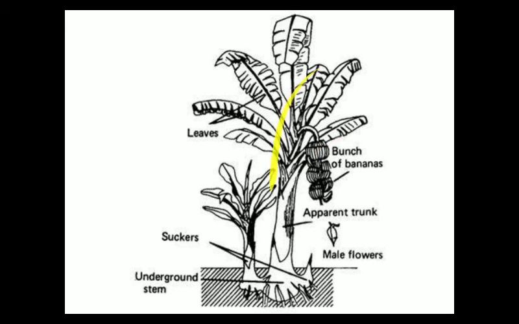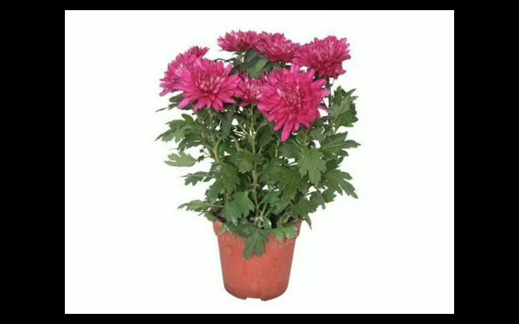This is a parent banana plant. In this parent banana plant, we observe the underground part of the stem, and from the underground part of the stem a lateral branch will emerge, and this will grow and finally form a new individual plant of banana. So this one is also a modification of stem, and this type of modification is also seen in chrysanthemum plant. This is the real diagram of chrysanthemum.